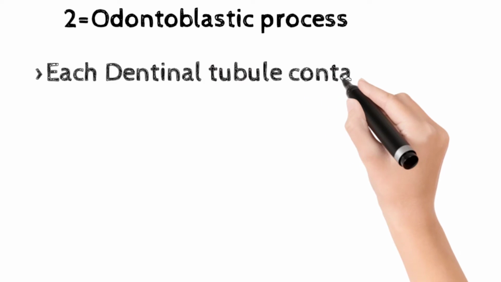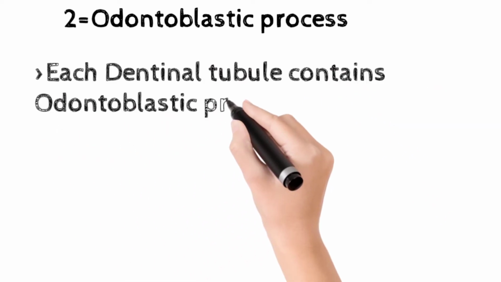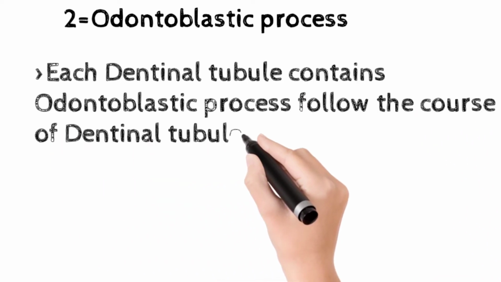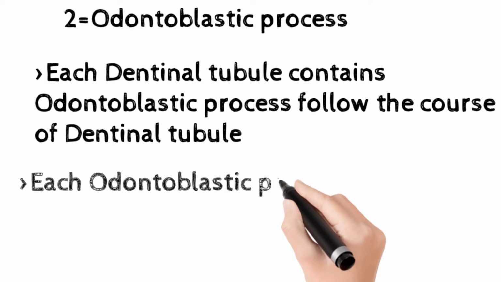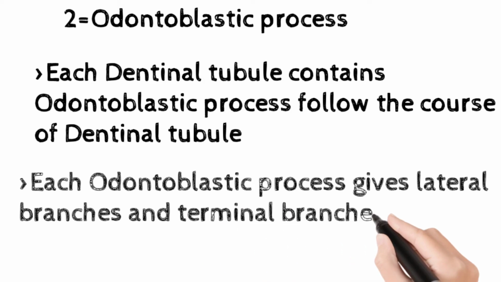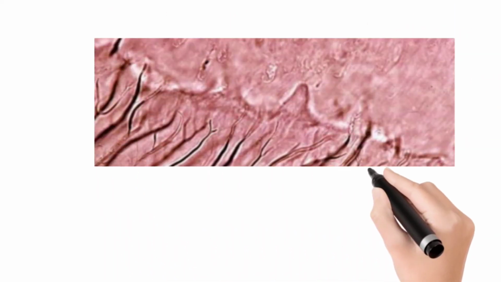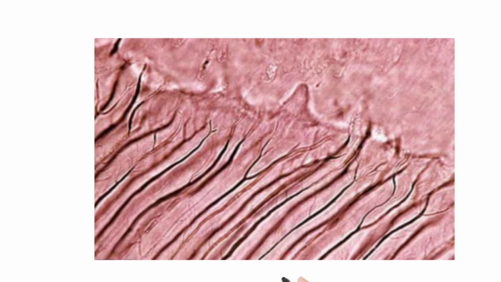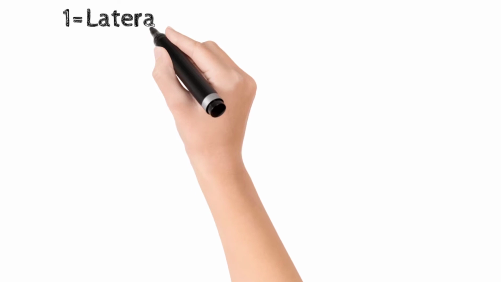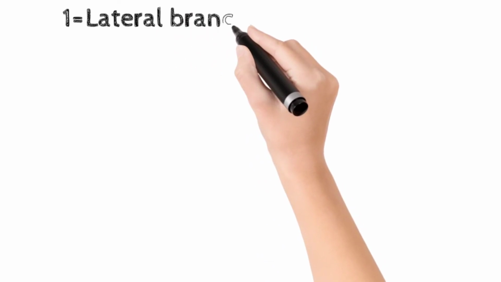Each dentinal tubule contains odontoblastic process. Follow the course of dentinal tubule. Each odontoblastic process give lateral branches and terminal branches. Look at this diagram. In this diagram, the odontoblastic process move, and at right angle the branch emerge from this odontoblastic process known as lateral branches, and the parent branch which move forward and divide into 2, this is known as terminal branch, which terminate at the outer surface of dentin.